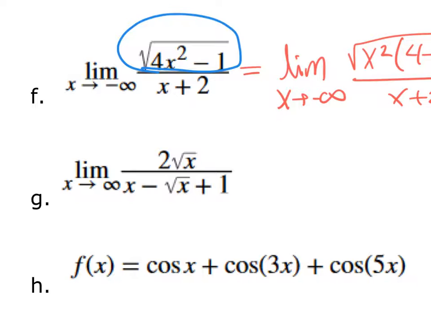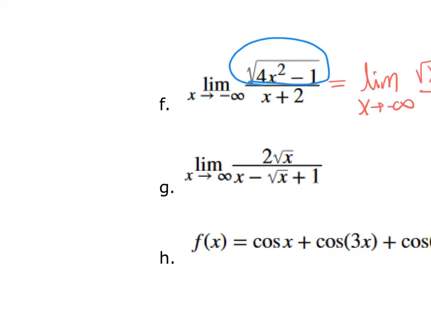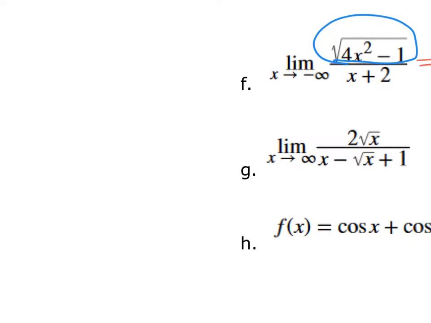What is the highest power? It is x to the 1, so the highest power is 1. So I'm going to divide everything by x. Now again, there is some algebra that's going to go on here. I know the square root of x is the same thing as x to the 1/2.